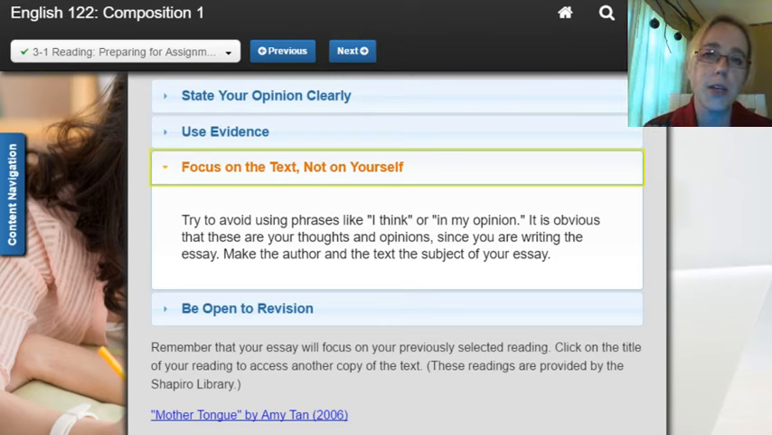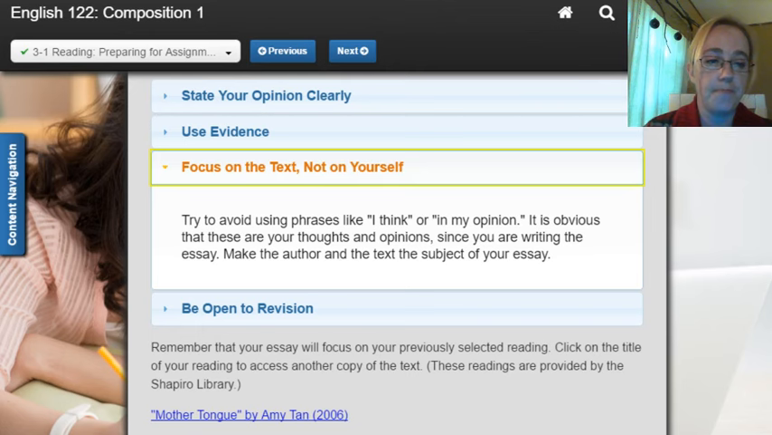So you don't really need to say "I think" or "I feel." Just state it. So if you think that Tan's stories are really relatable, just say Tan's stories are really relatable. If you think that McFadden's language is strong and powerful, all you have to say is McFadden's language is strong and powerful. Okay, so let's use our language to focus on the text and not on us.